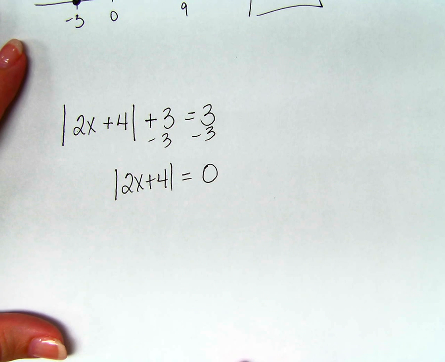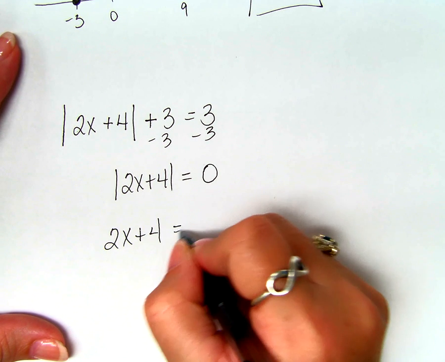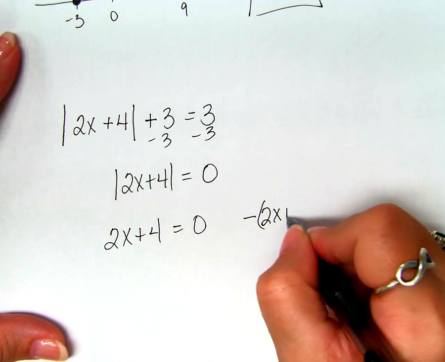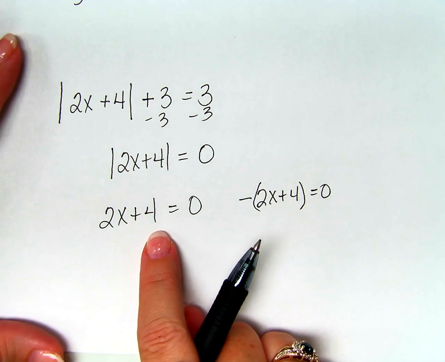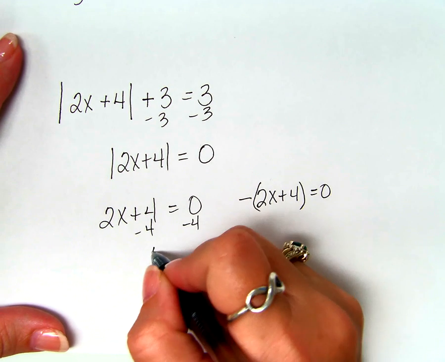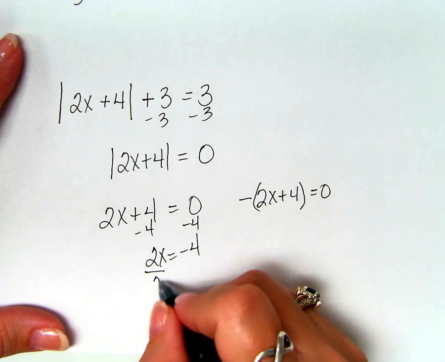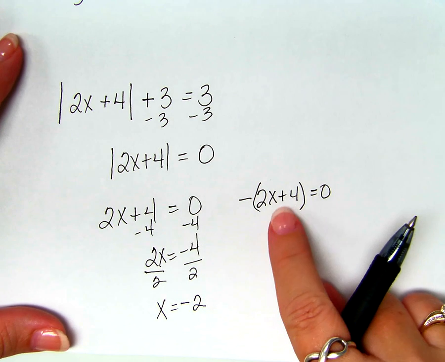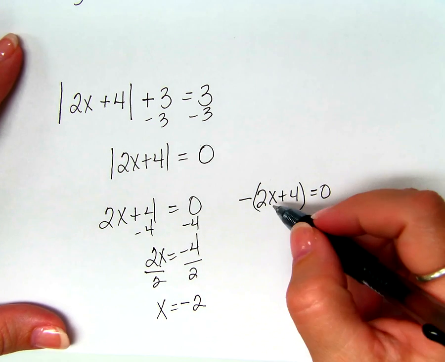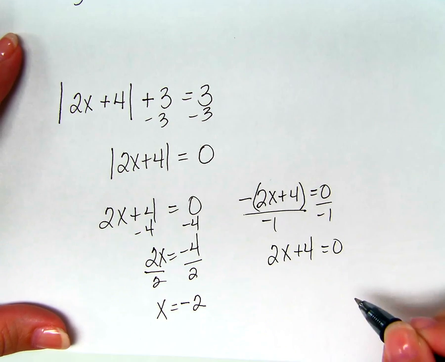Is the absolute value isolated? Yes. So now what? One positive, one negative, right? Two equations. 2x plus 4 equals 0, and negative 2x plus 4 equals 0. So to solve the left-hand side, subtract 4, 2x equals negative 4, and then divide by 2, so x equals negative 2. What do I do up here? Divide by negative 1, okay? So 2x plus 4 equals 0.